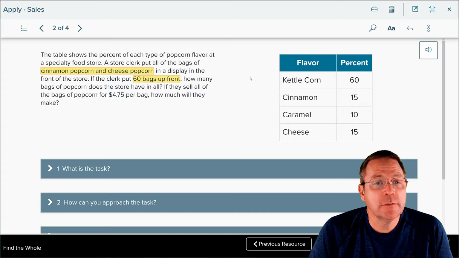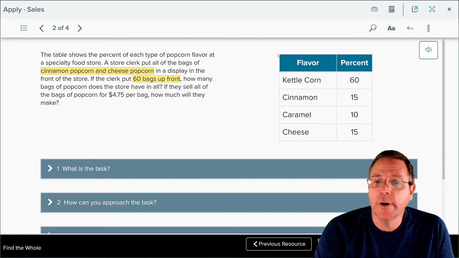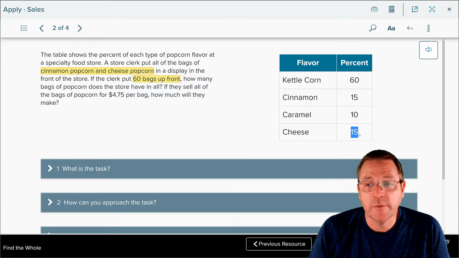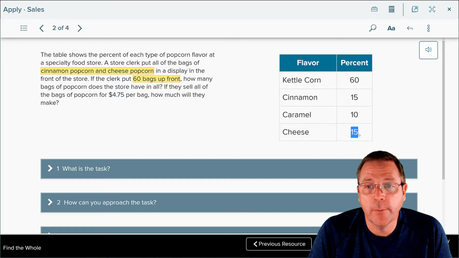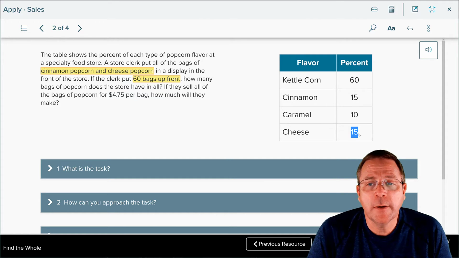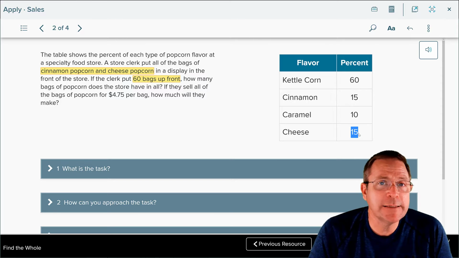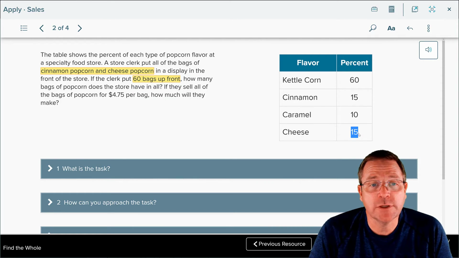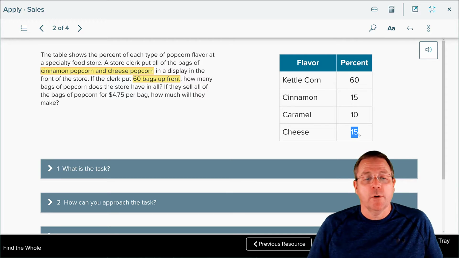How many bags does the store have in all? Well, that doesn't show us there, but it does show us on the table over here that the cinnamon popcorn represented 15% of the total popcorn, and the cheese popcorn represented 15% of the total popcorn. So what percentage of the popcorn is represented by both the cheese and the cinnamon combined? That's going to end up being 30%, and that's where we're going to start working our problem.